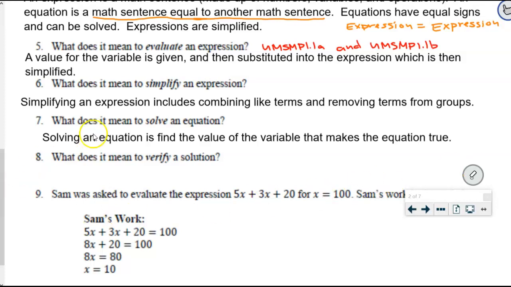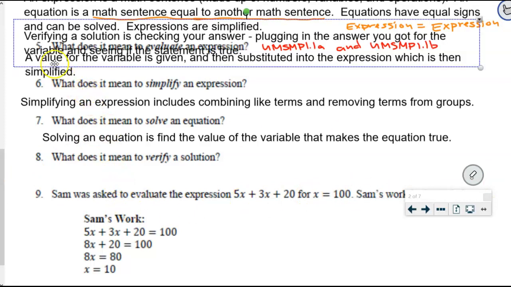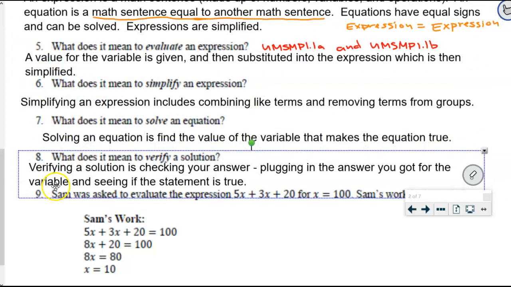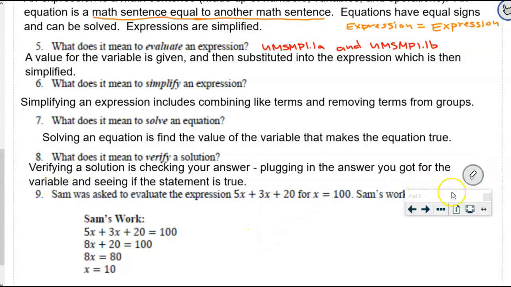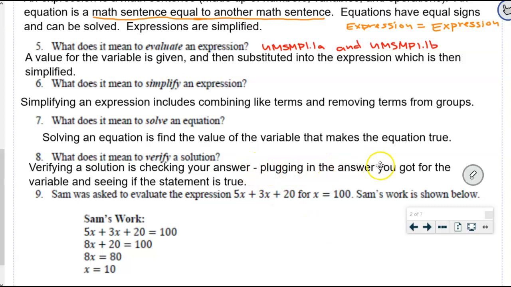Exactly. So remember what solving is. Solving is finding the value that makes it true, and then verifying is, hey, I got this value. What if I plug it in? Is it going to be true? It would be if it's correct. Verifying a solution is checking your answer, but specifically we're plugging in the answer that we got when we solved the equation and then seeing if it's true.